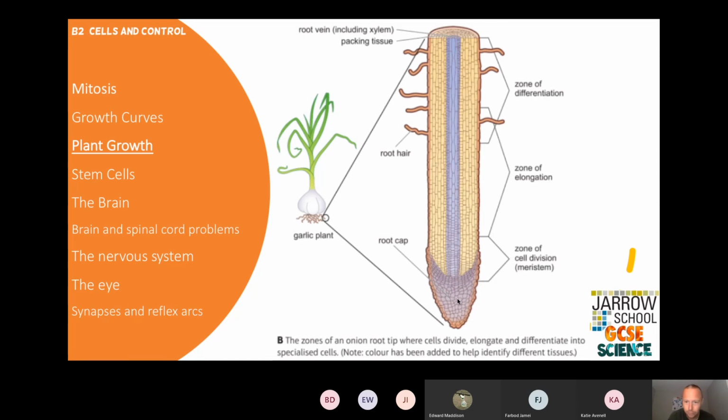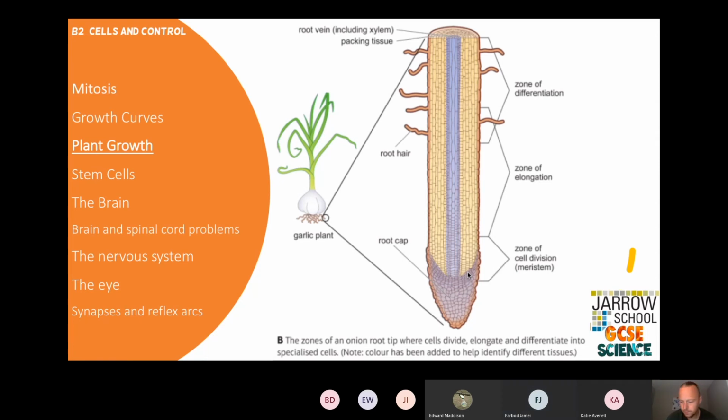Right, the bit behind the root cap, that's the interesting bit. It's called the zone of cell division. And this is where the stem cells in the plant are. Plant stem cells are called meristems, and they are found in the tips of roots, and they are also found in the top of the shoot as well. So as the plant grows taller and the roots grow longer, that's where they are found.